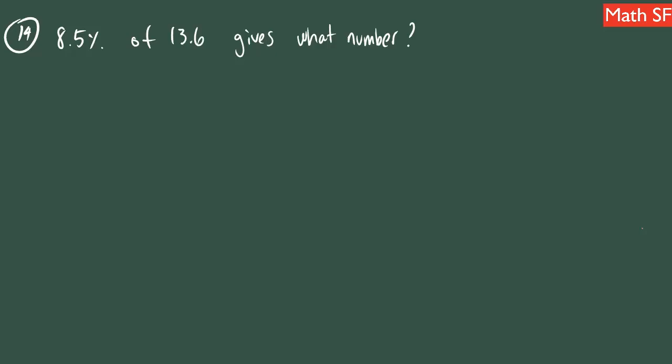Problem 14. 8.5% of 13.6 give what number? So let's do some translation here. 8.5% of: "of" is going to stand for a multiplication. 13.6, and "give" stands for equal, and "what number" is going to stand for our box. We identify which one is the product.